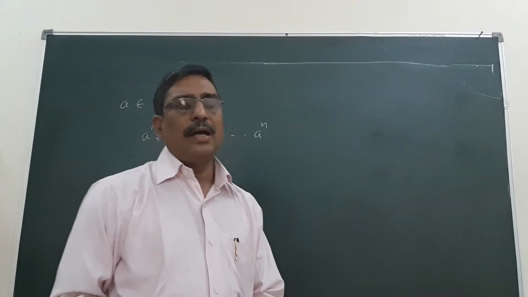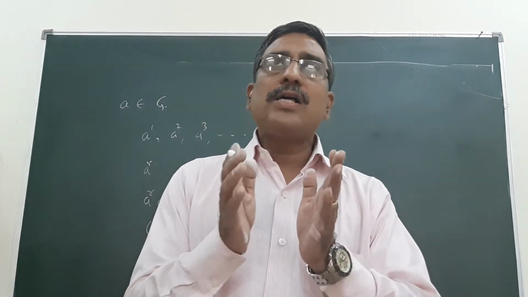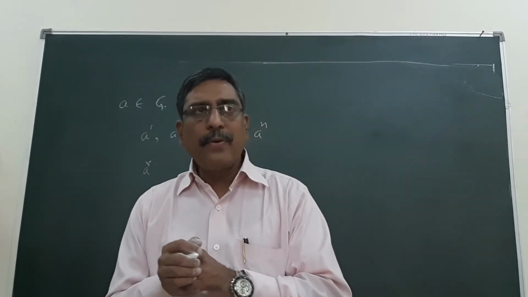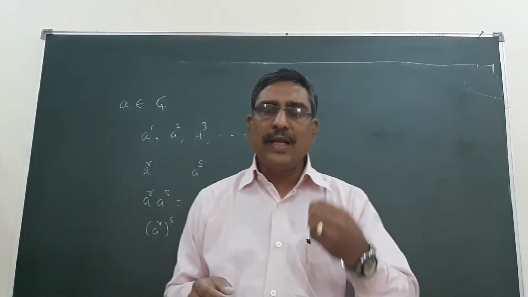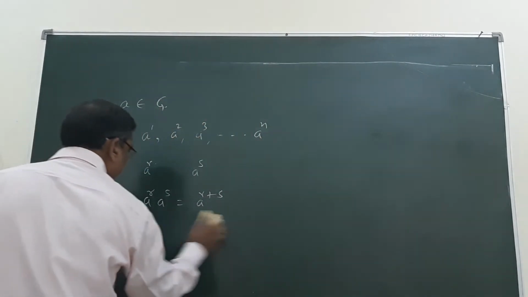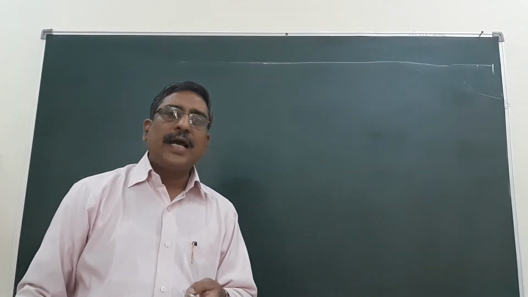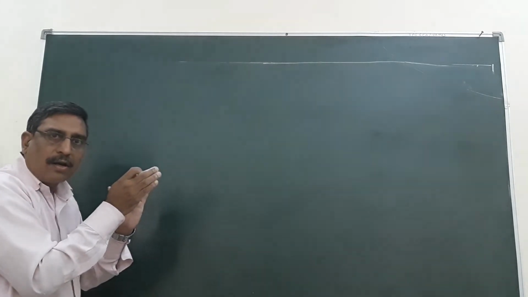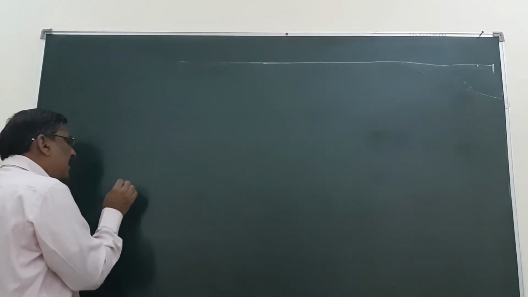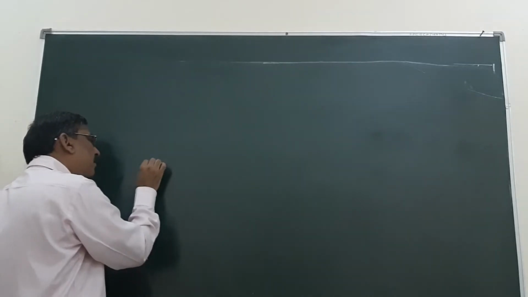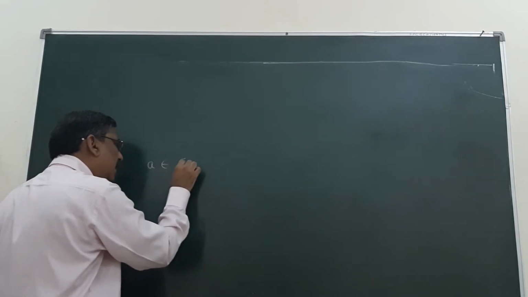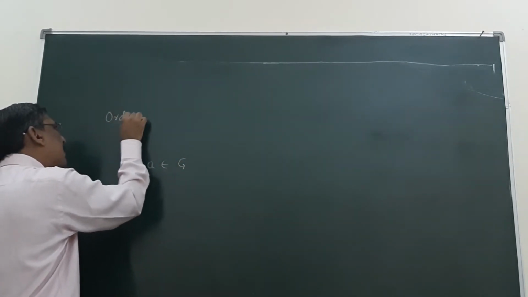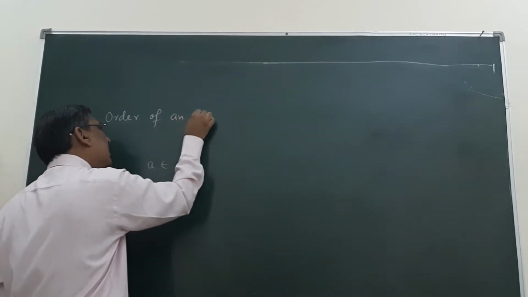What will they give us? They give us the important idea of the order of an element. Earlier we defined the order of the group. What is the order of the group? The number of distinct elements in a group is known as the order of the group. And if a is any element of G, then now we define the order of an element.